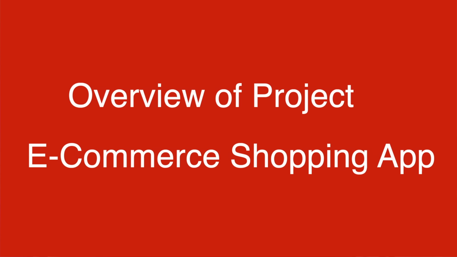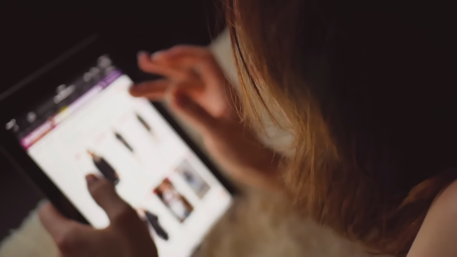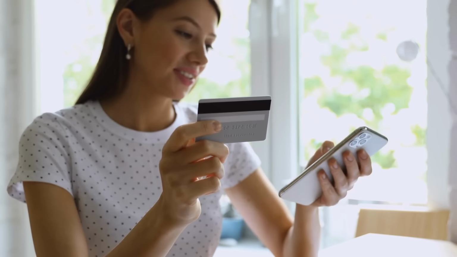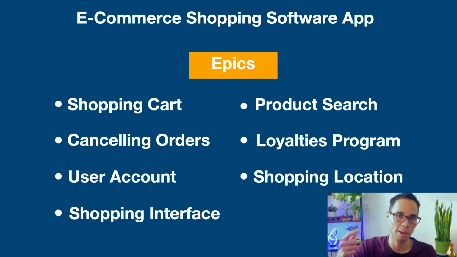So for our e-commerce shopping software app, the goal is to develop a software that allows customers to search for and buy products from the physical retail store using their phone. So we're going to have 7 epics as part of building this software app. We'll have the shopping cart, canceling orders, user accounts, shopping interface, product search, loyalties program, and shopping location.